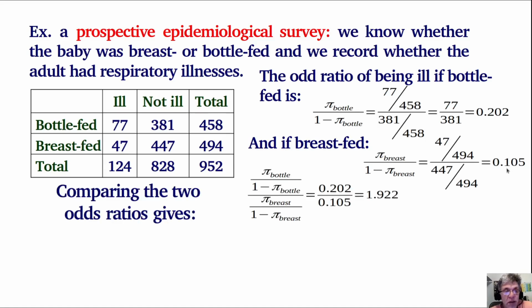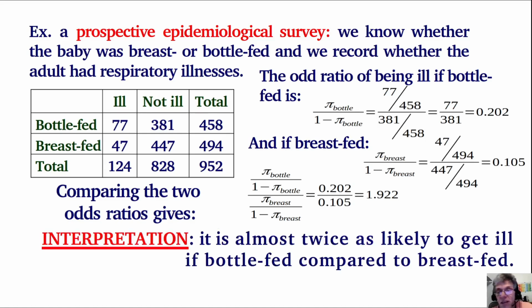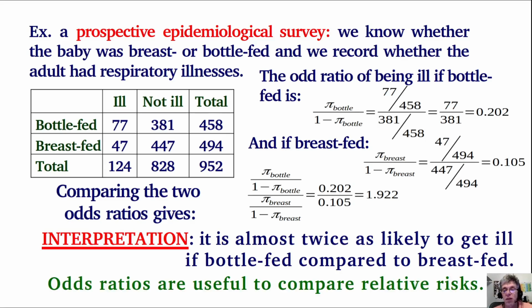A way of comparing these two odds is to take the ratio of these two odds, and that ratio is 1.92. The interpretation is that it is almost twice as likely to get ill if bottle fed compared to breastfed. So the odds ratio is an excellent way of comparing relative risks.